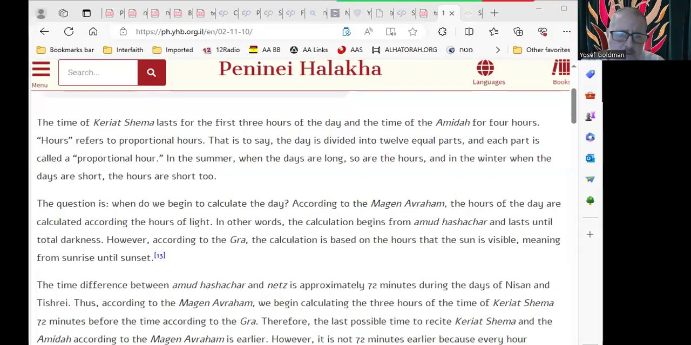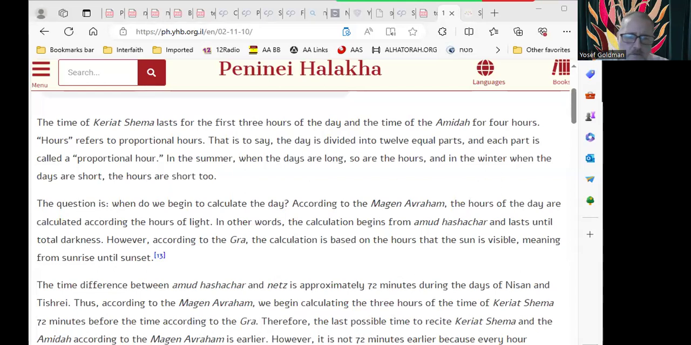Shalom, everyone. Today we'll learn how to calculate the time of the day, especially as it applies to the last time to read the Shema, recite the Shema, and also the last time to say the Amidah. And like I mentioned before, it's also comparable to Erev Pesach, the eve of Passover, where we're supposed to stop eating at the same time as the end of the Amidah.